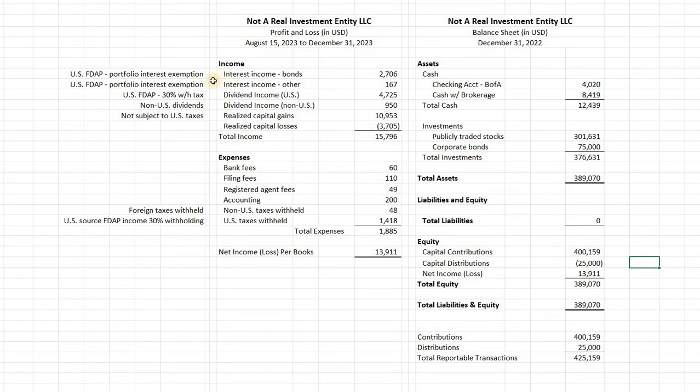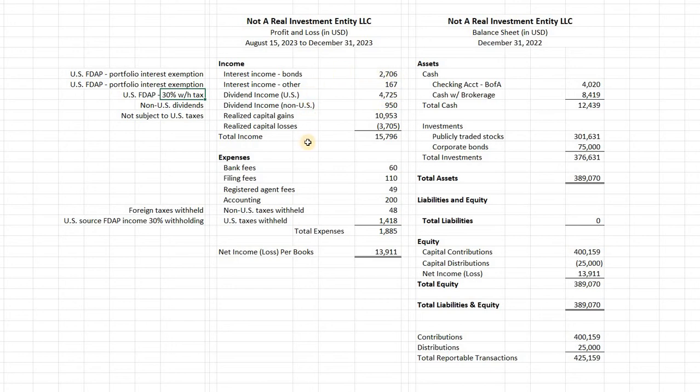But if we just talk about the income items, because it is kind of important to remember, when we talk about interest income paid to non-residents, most of the time the interest qualifies for that portfolio interest exemption, so there's no withholding tax. But with dividend income that's U.S. source, that's paid to a non-resident corporation, like it is in this case, there's a 30% withholding tax on the dividends, or it could be reduced if there is a relevant tax treaty in place.